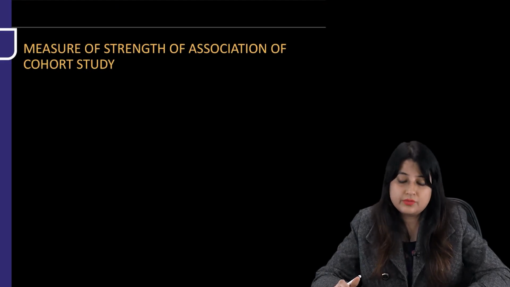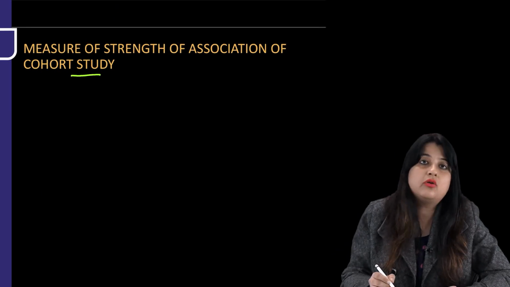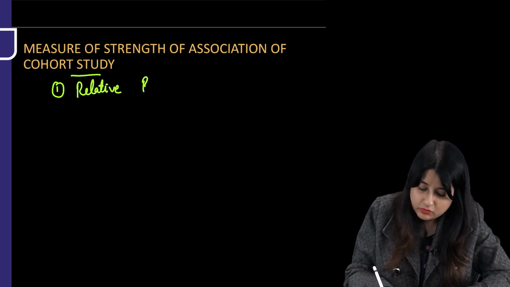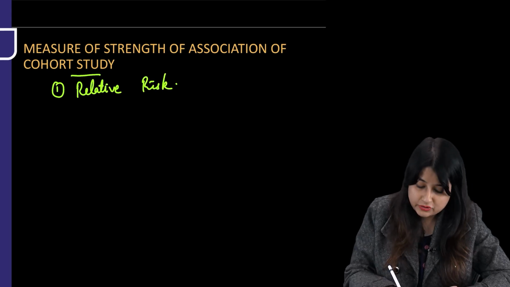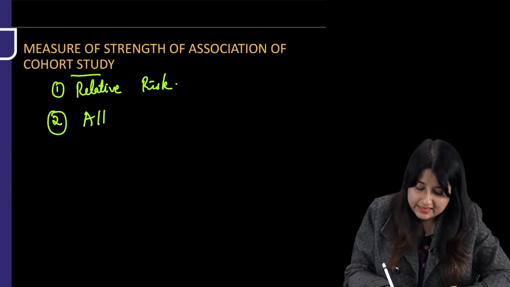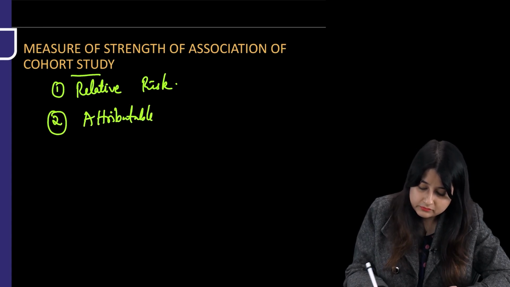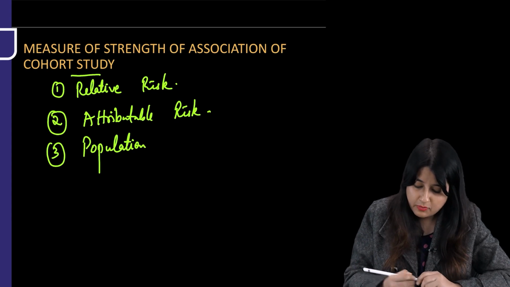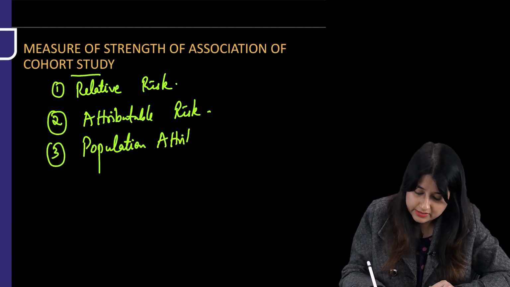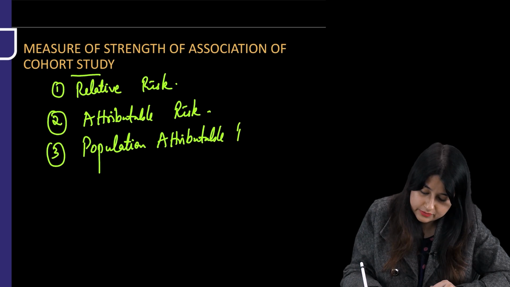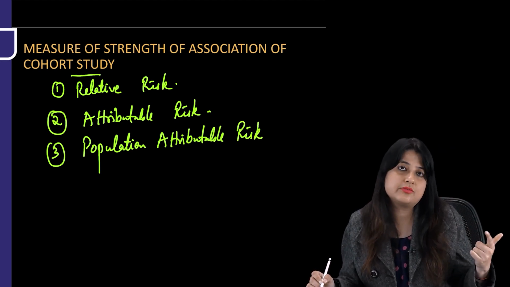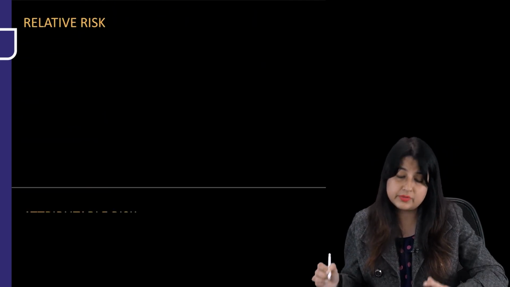What are the ways by which we can measure the strength of association in a cohort study? The first one is something known as relative risk calculation. Second, something is calculated which is known as attributable risk. And one more thing which is calculated is known as population attributable risk. So the measures of strength of association are 3: relative risk, attributable risk and population attributable risk.